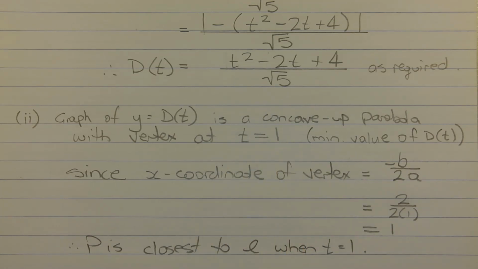So how do we get t equals 1? Now the x-coordinate of the vertex is given by the formula negative b over 2a, where b is the coefficient of the term involving t, and a is the coefficient of the term involving t squared. So in this case, our b is negative 2, so negative 2 gives us positive 2, which is why we get 2 in the numerator here. And in the denominator, we get 2 times the coefficient of t squared, which is 1. So 2 times 1 is 2, and 2 over 2 is equal to 1. Therefore, P is closest to L when t equals 1.